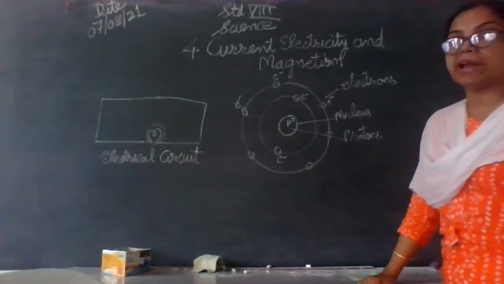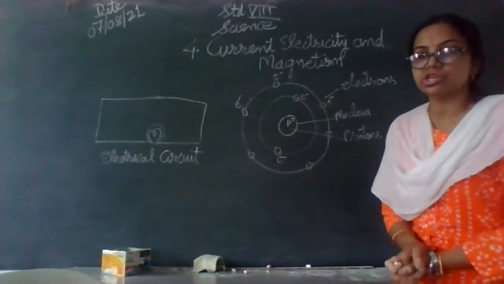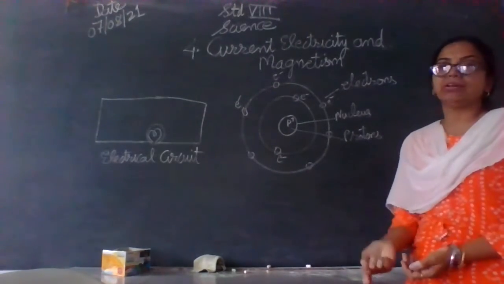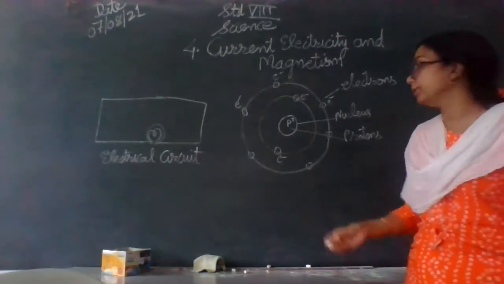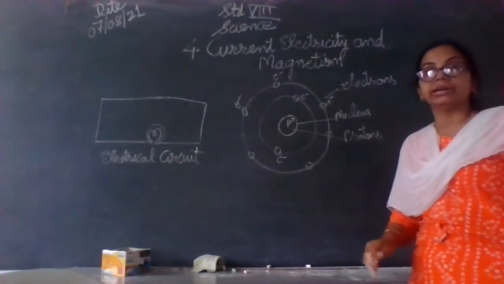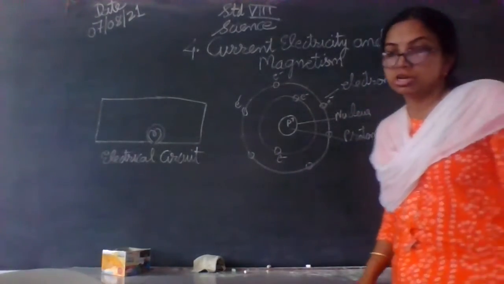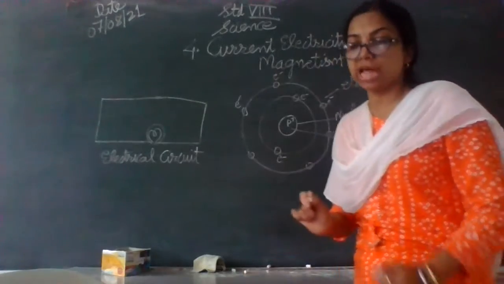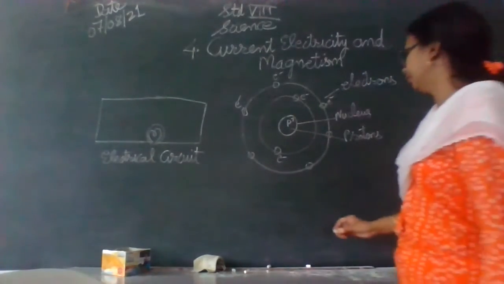But what is getting transferred? Suppose now we are rubbing two things with each other. Okay. Now silk cloth with an ebonite rod or glass rod. What is happening? These negatively charged electrons are getting transferred from one object to another. So what are all these things happening? That is current electricity.